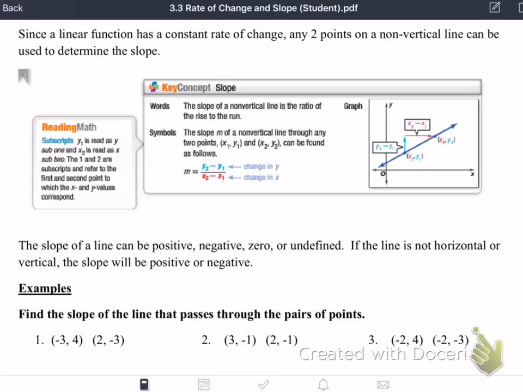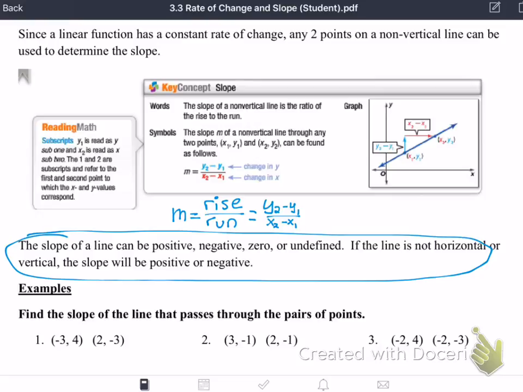The slope of a non-vertical line, meaning it's diagonal or something, is what you might be familiar with as the rise over the run. The rise means the up and down, and the run means the left and right. You can find that with this formula: y2 minus y1 over x2 minus x1. Those are just your coordinate points. Note that the slope of a line can be positive, negative, 0, or undefined. We'll get to that on the next page.